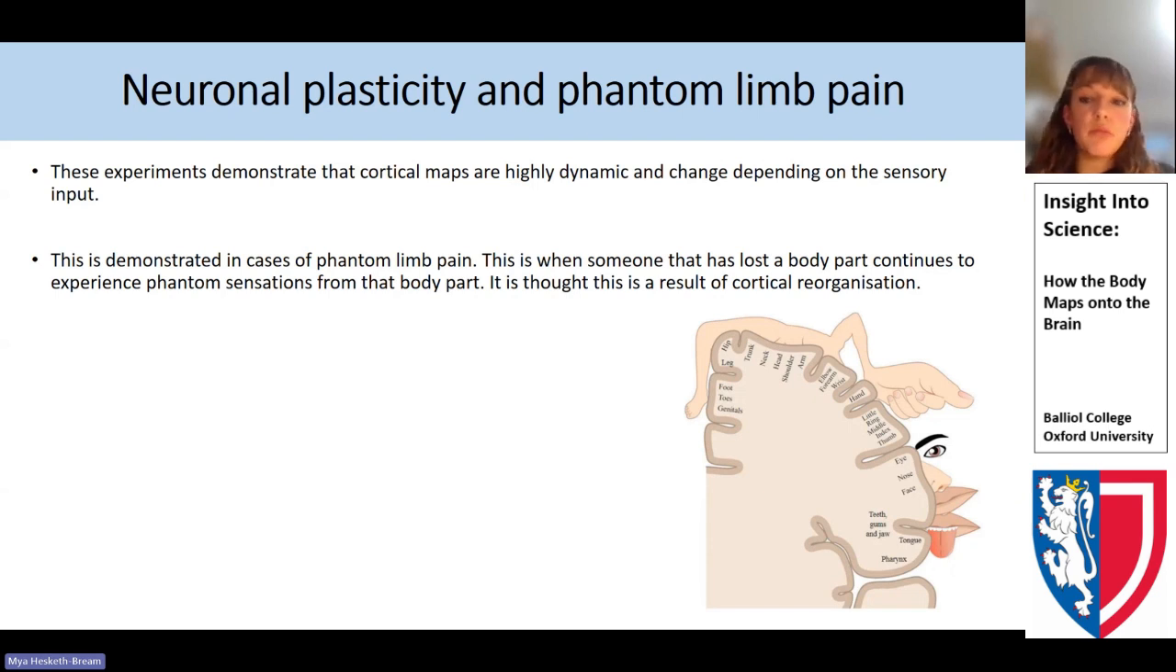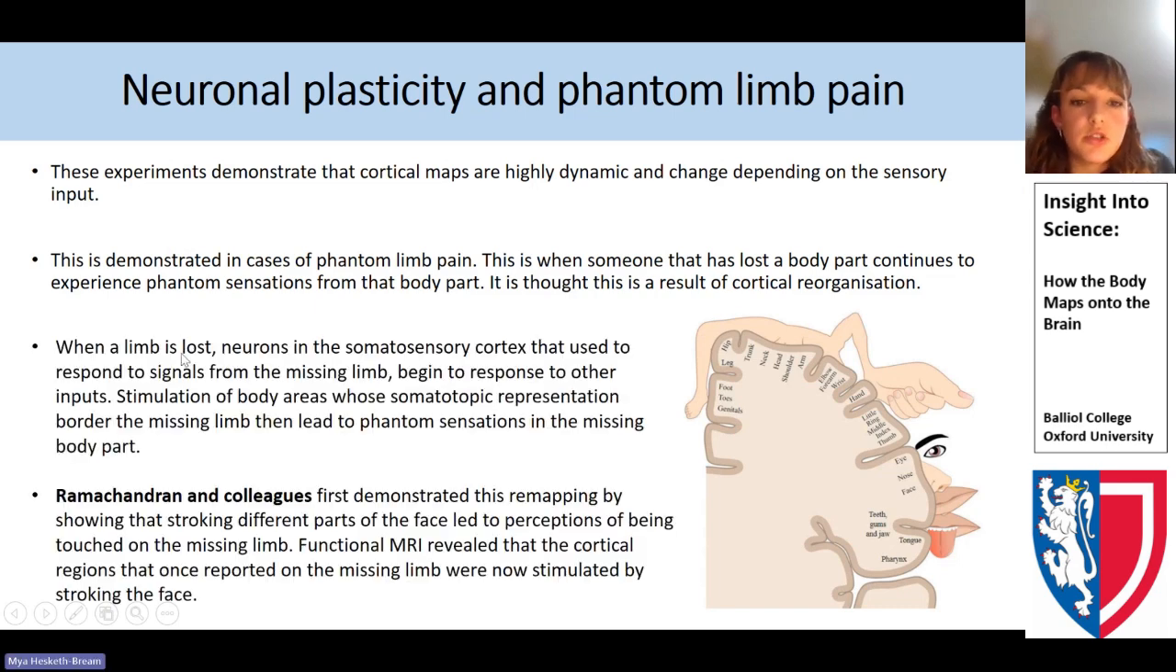And for a long time, it wasn't known what was happening, but it's now thought, this is still a theory, and there's a few different theories, that this is a result of cortical reorganization. So when a limb is lost, neurons in the somatosensory cortex that used to respond to signals from that missing limb begin to respond to other inputs. So stimulation of body areas whose somatotopic representation borders the missing limb then lead to phantom sensations.